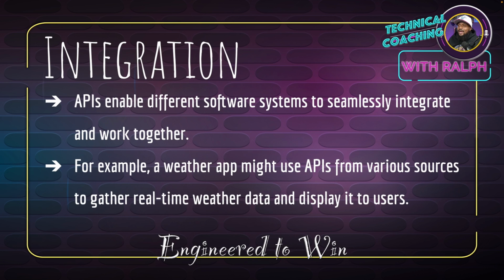For example, a weather app might use an API from various sources to gather real-time weather data and display it to users. So, an example, you can have this weather app that they're referring to. It can pull data from all over the world. It might be able to pull it from one source that's saying, okay, this is the current weather in this location, maybe from another API, from something in Europe, maybe from another API, something in Australia, and then it can say, hey, what about the next 10-day forecast? It can probably pull it from there too. So many different uses for how APIs integrate with one another.